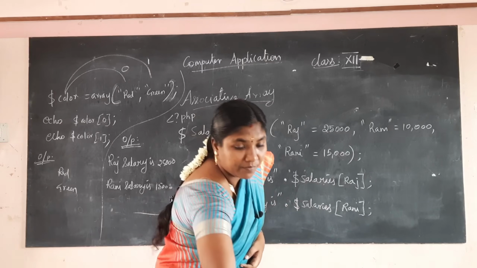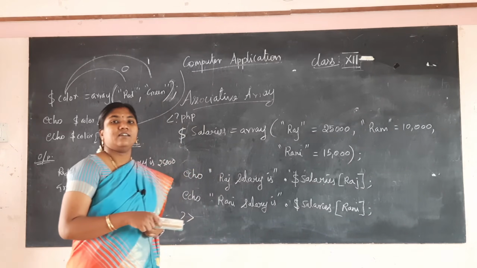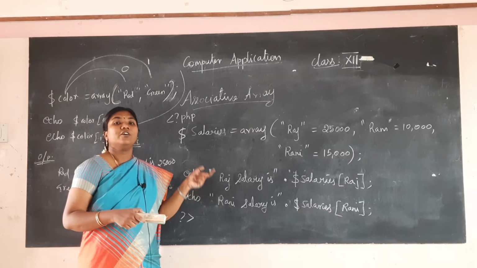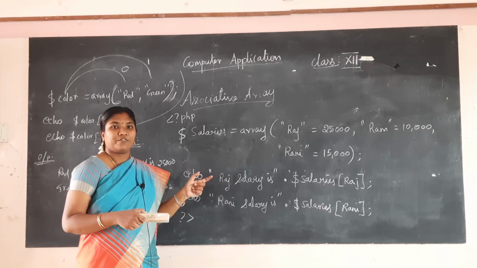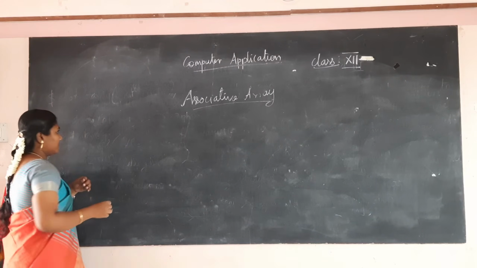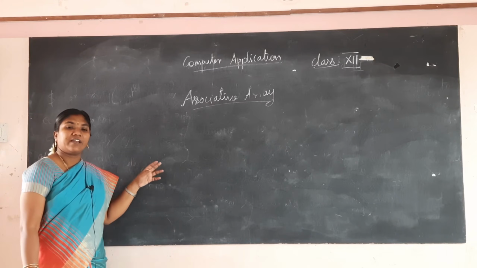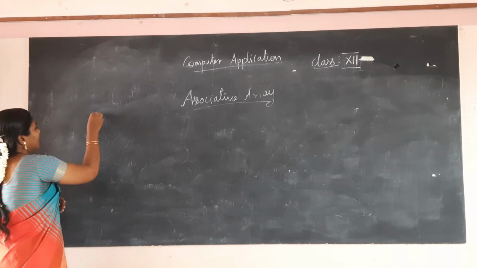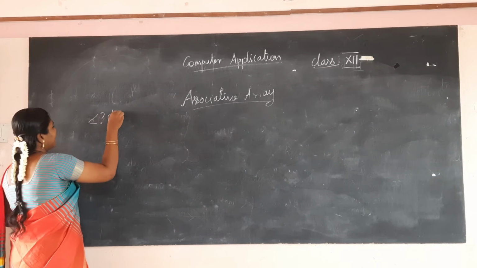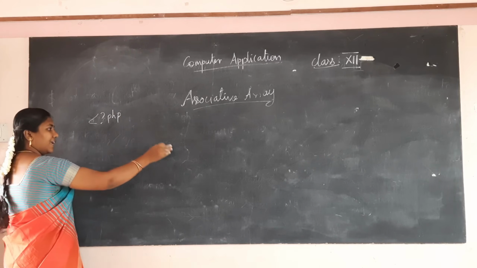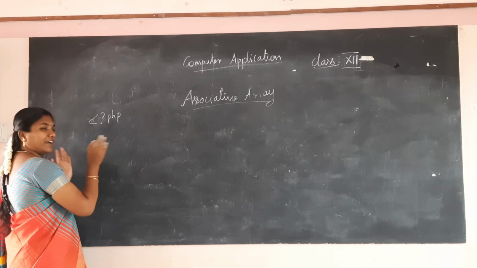Okay. The same thing, there is also another method to create this associative type of array. Let us see that. You can create an associative array in another method also. So consider this program. The same program can be modified in another way.